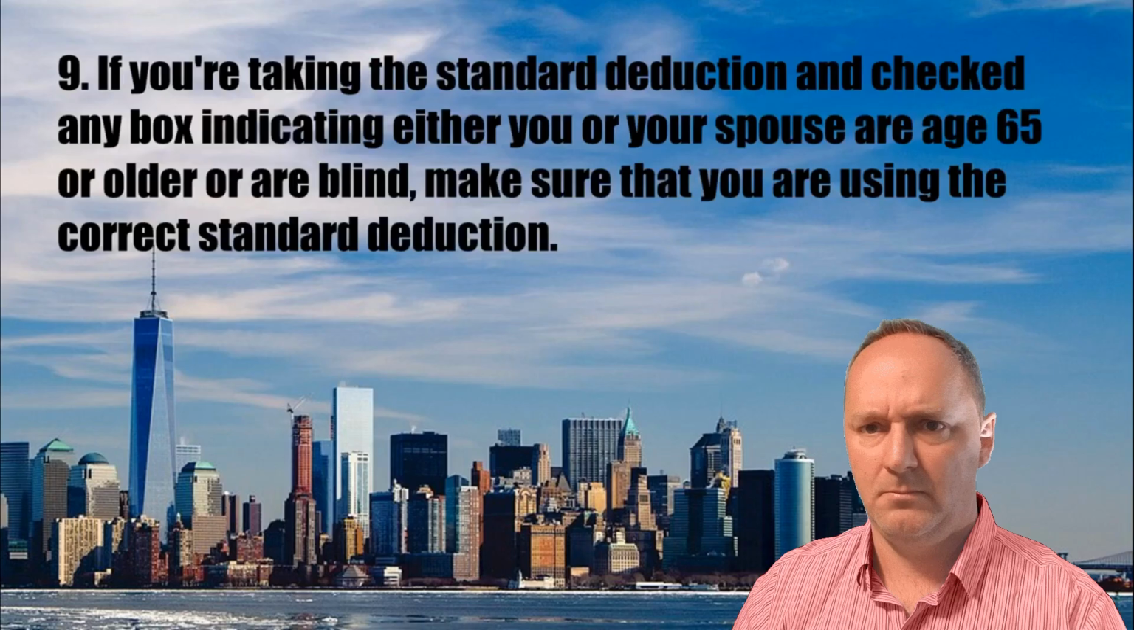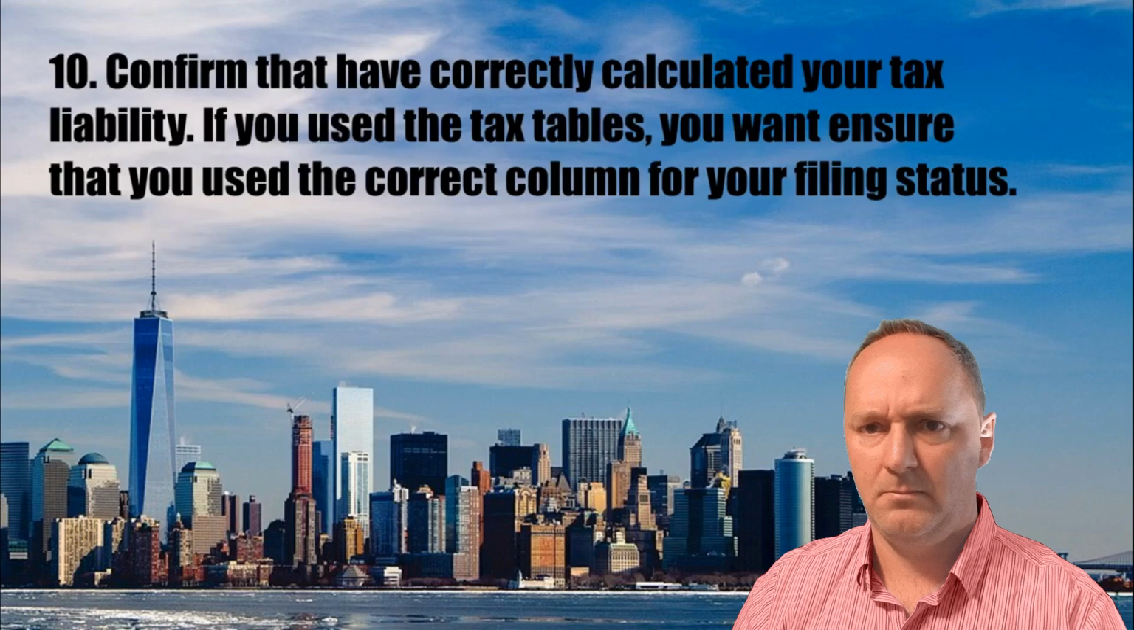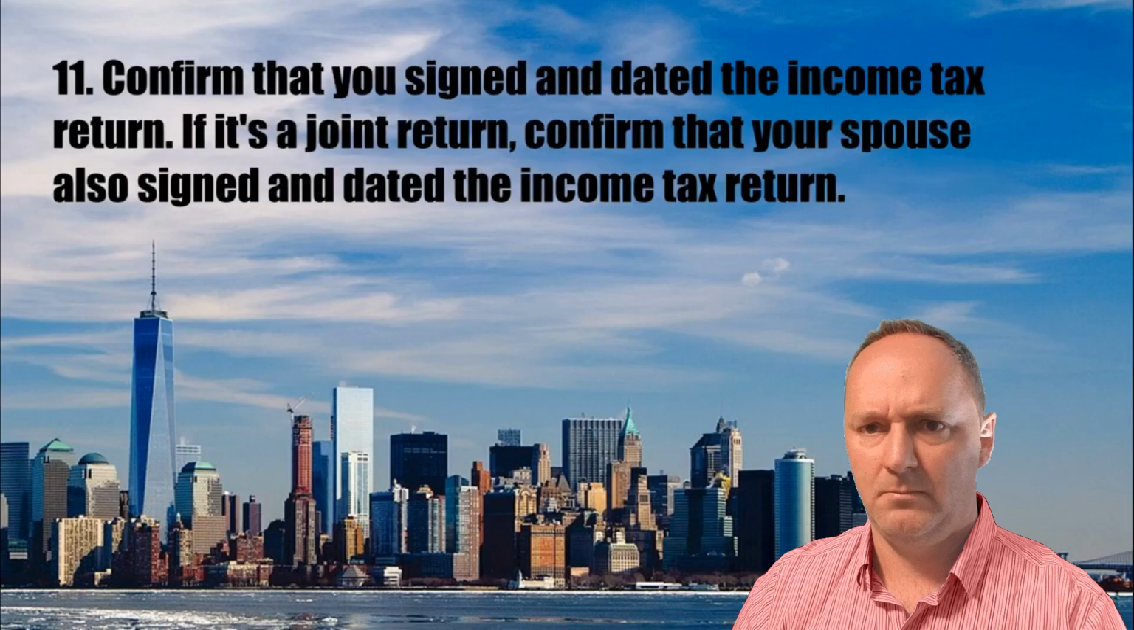Number 9. If you're taking the standard deduction and checked any box indicating you or your spouse are age 65 or older or are blind, make sure that you are using the correct standard deduction. Number 10. Confirm that you have correctly calculated your tax liability. If you use the tax tables, you want to ensure that you use the correct column for your filing status. Number 11, confirm that you signed and dated the income tax return. If it's a joint return, confirm that your spouse also signed and dated the income tax return.